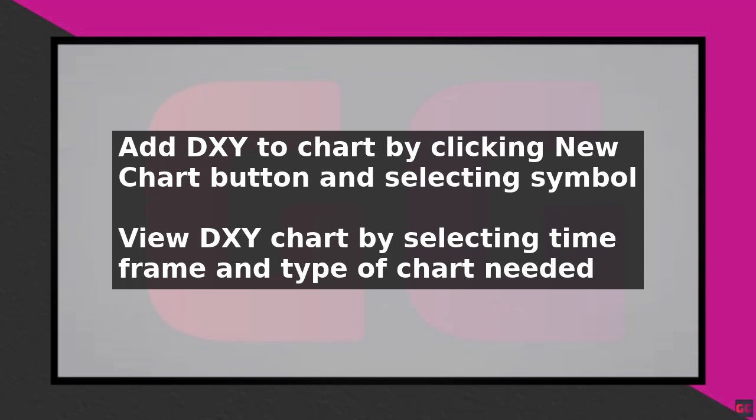Adding DXY to MT5 can be a valuable tool for traders, as it allows them to monitor the value of the US dollar and make more informed trading decisions. By following these steps, you can easily add DXY to your MT5 platform and start using it in your trading strategy.